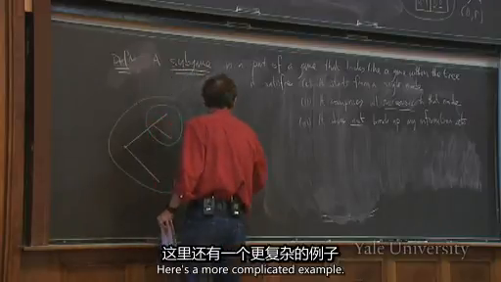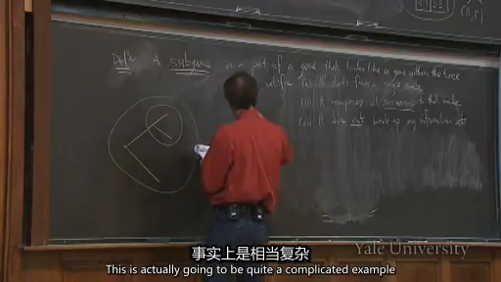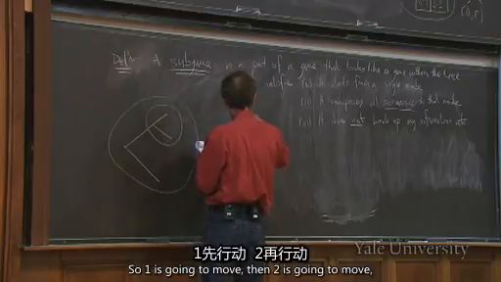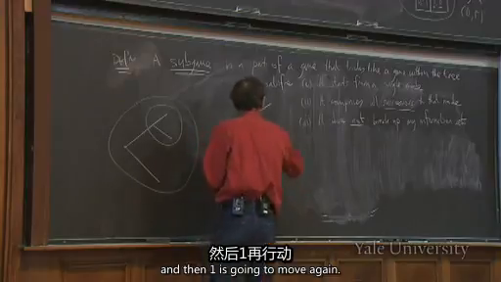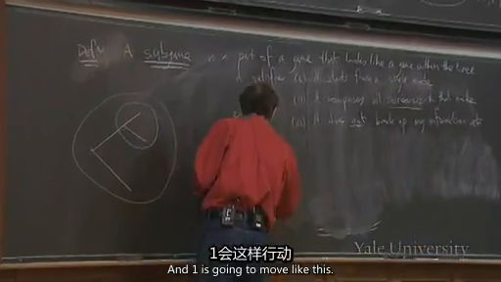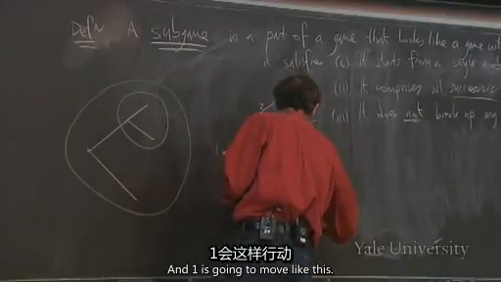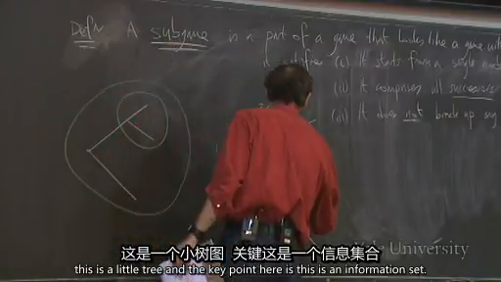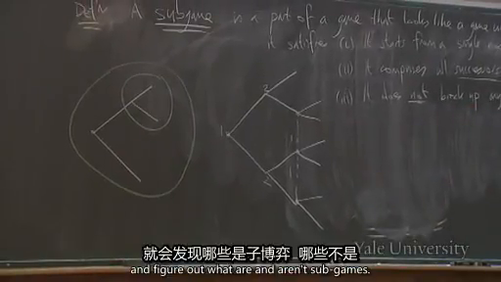Here's a more complicated example. All right, this is actually going to be quite a complicated example, just to make life interesting. So 1 is going to move, then 2 is going to move, and then 1 is going to move again. This is all one big information set for player 1. And 1 is going to move like this. So again, without payoffs, this is a little tree, and the key point here is this is an information set.